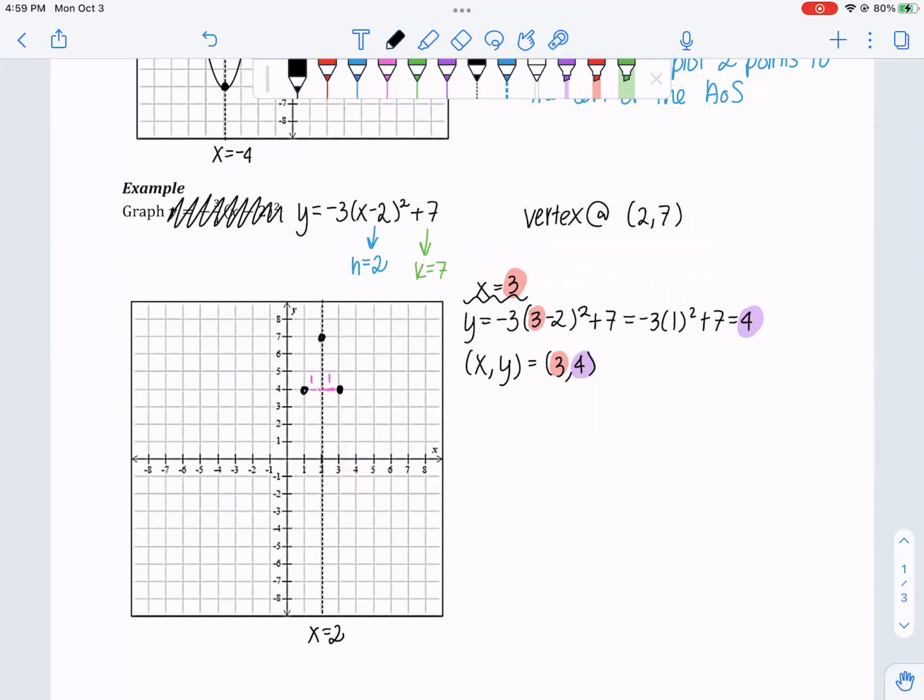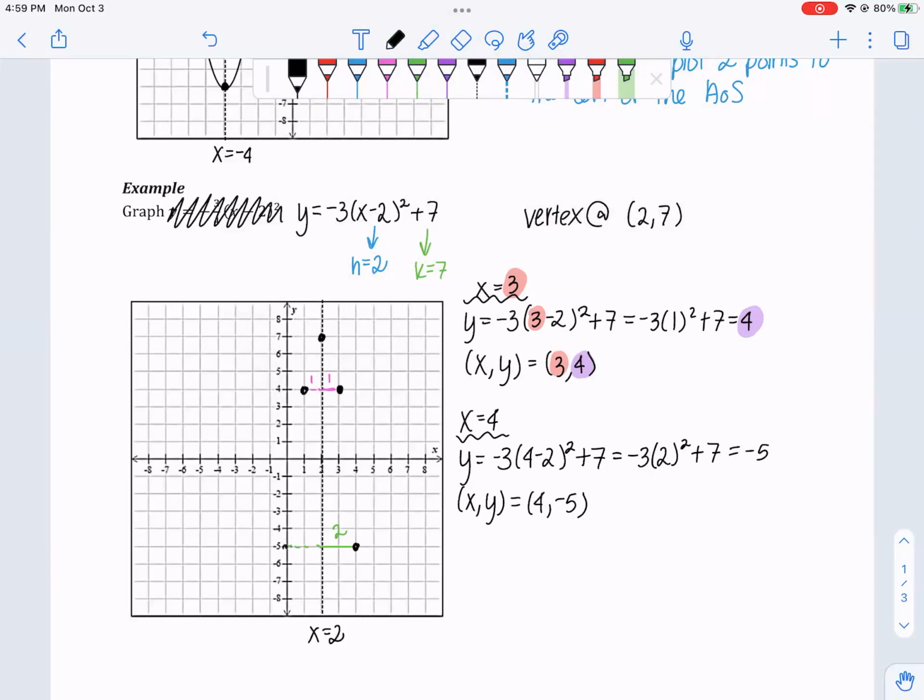I'm now going to use the x value 4 and use that to plot another point. So y equals negative 3 times (4 minus 2) quantity squared plus 7. Negative 3 times 2 squared plus 7. That'll be negative 12 plus 7, which is negative 5. So the point that we're going to plot is the point 4, comma, negative 5. Using the axis of symmetry, we can plot another point. So this is 2 units away. I can plot another point here.